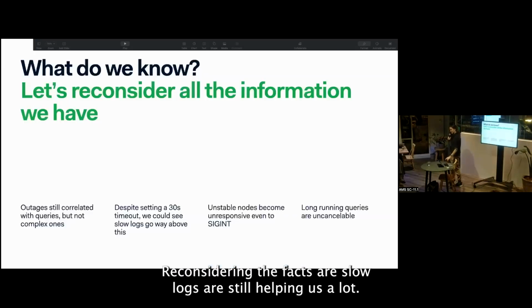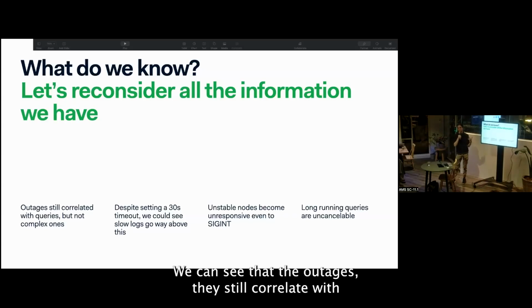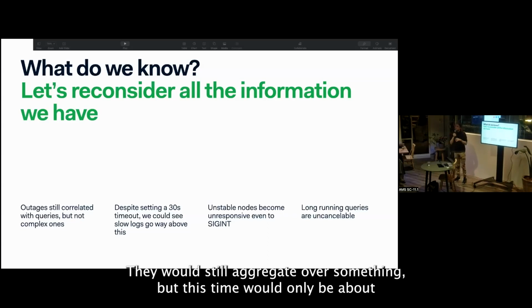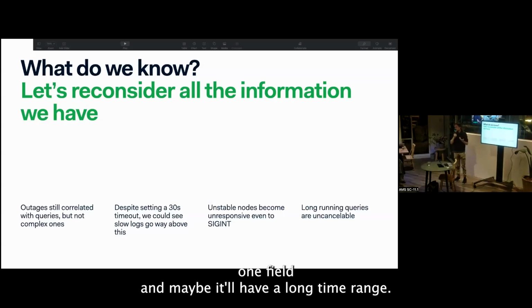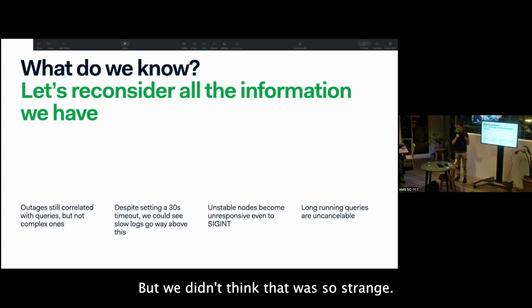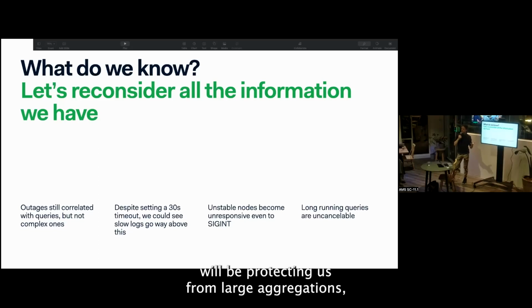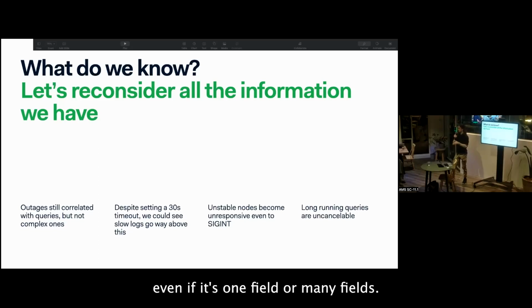Reconsidering the facts, our slow logs were still helping us a lot. We can see that the outages still correlate with specific queries, but these queries aren't the same complicated ones that we saw before. They would still aggregate over something, but this time it would only be about one field. And maybe it'll have a long time range, but we didn't think that was so strange. And even if the aggregation was large, we thought, well, search max buckets will be protecting us from large aggregations, even if it's one field or many fields. So we kind of put this away for now.